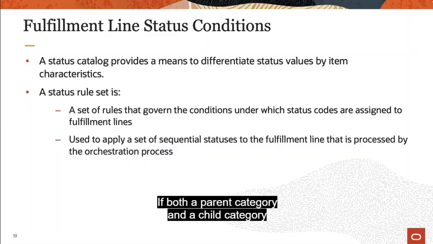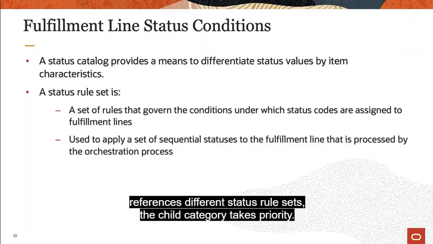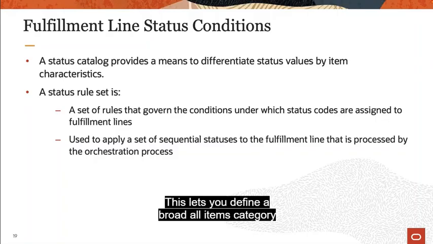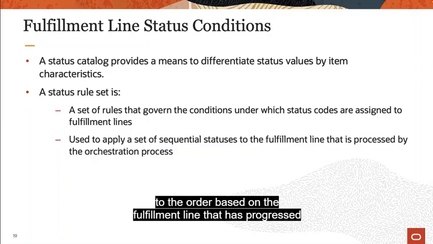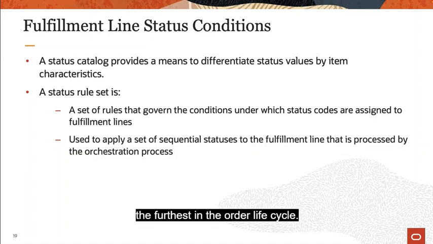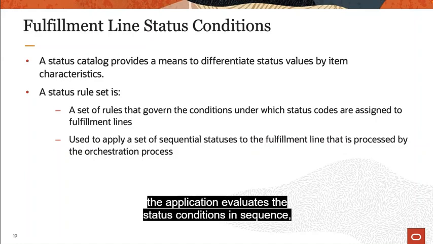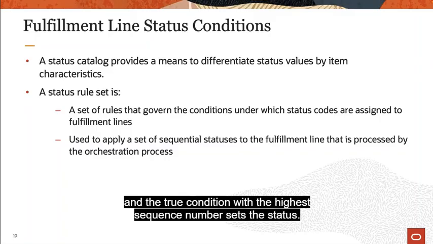If both a parent category and a child category reference different status rule sets, the child category takes priority. Define a broad all items category and then create a subcategory for the items that require different status behavior. During processing, order management assigns an overall status to the order based on the fulfillment line that has progressed the furthest in the order lifecycle. To determine each fulfillment line status, the application evaluates the status conditions in sequence, and the true condition with the highest sequence number sets the status.